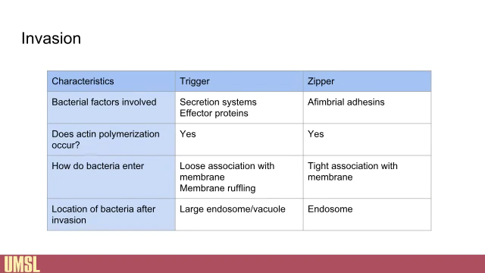So, boiling down what I said, the bacterial factors involved in trigger versus the zipper mechanism is that this trigger mechanism absolutely requires secretion systems. Specifically, it requires the secretion systems that are capable of delivering proteins from the bacterial cytoplasm into the host cytoplasm directly. Okay? And so this is going to be one big functional difference when we start talking about exotoxins, okay?